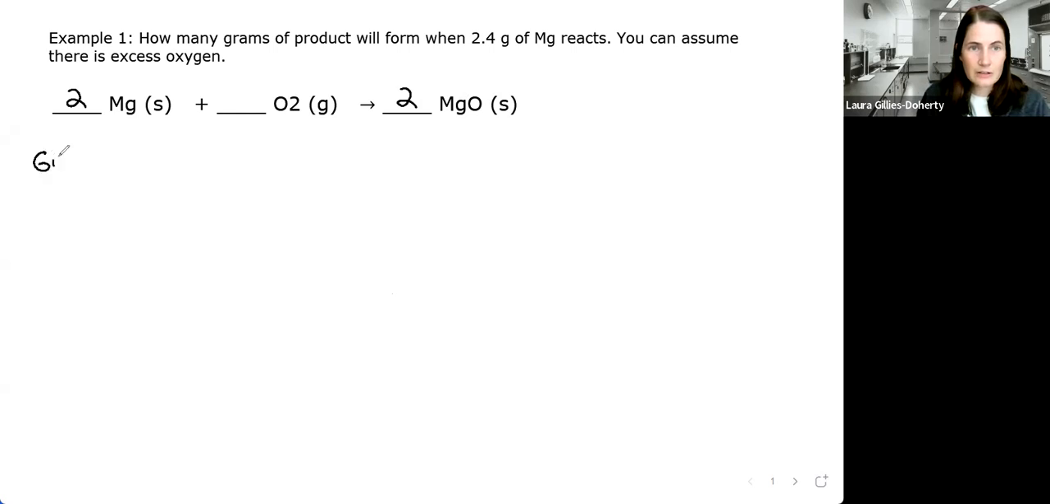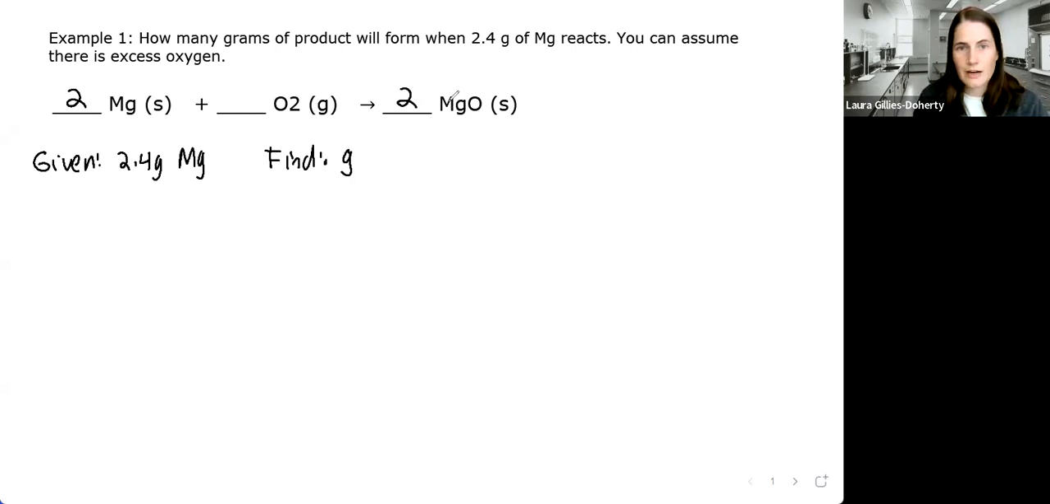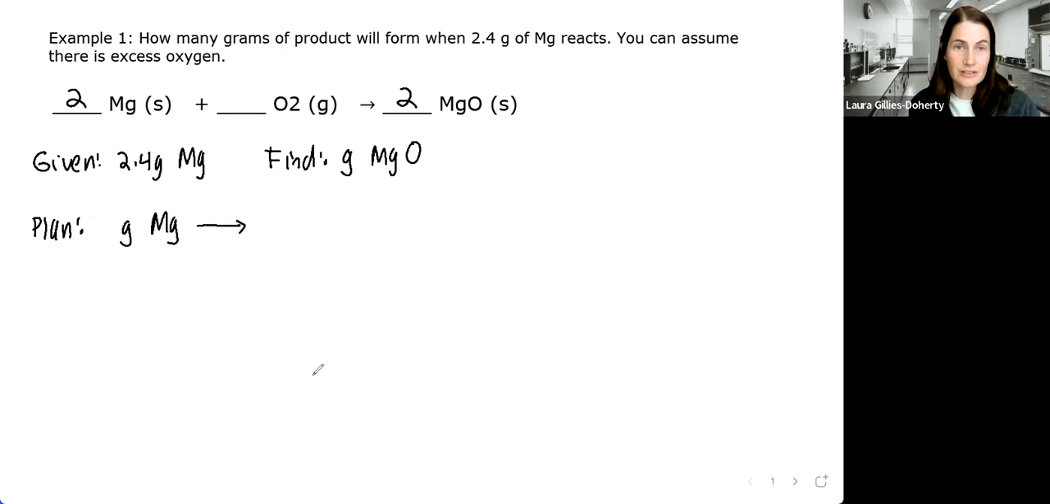So our given is that we have 2.4 grams of magnesium, and we want to find grams of our product. We only have 1 product, so magnesium oxide. Plan. Well, we're starting with grams of magnesium, so we've got to start there. And then remember, moles are central to all stoichiometric calculations. So we've got to go from grams of magnesium to moles of magnesium. We can't get anywhere without going through moles.